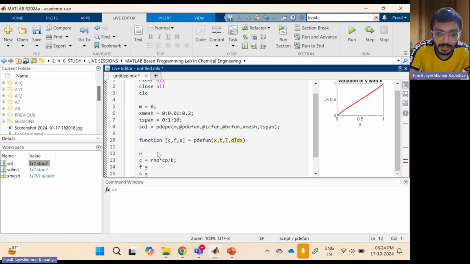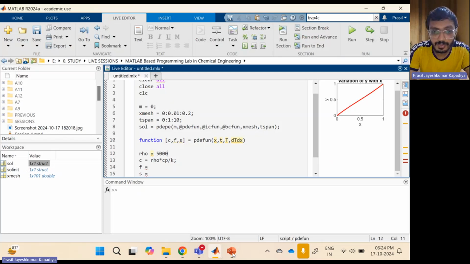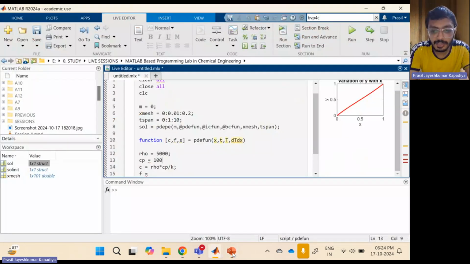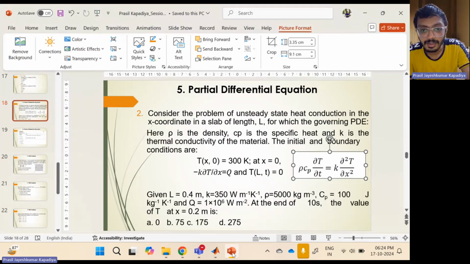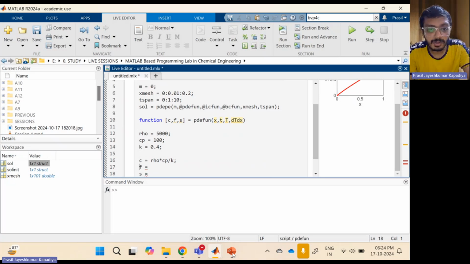So I need to define the value of rho. So what is the value of rho given in the problem? Value of rho is 5000 kg per meter cube. Then value of Cp is equal to 100 joules per kg Kelvin. Rho, Cp and K. Value of K, thermal conductivity, is 0.4. Okay.